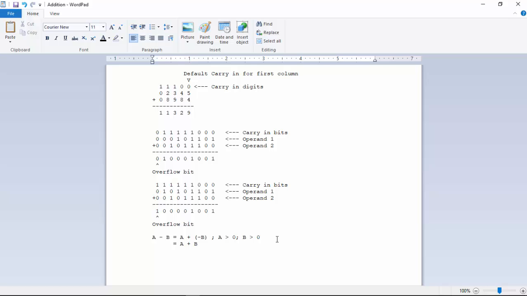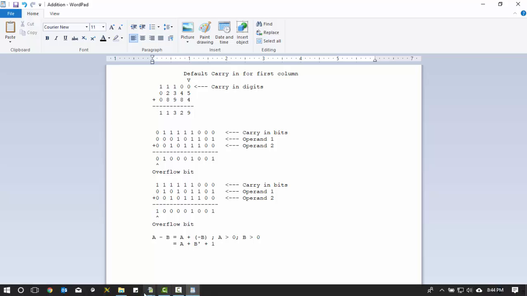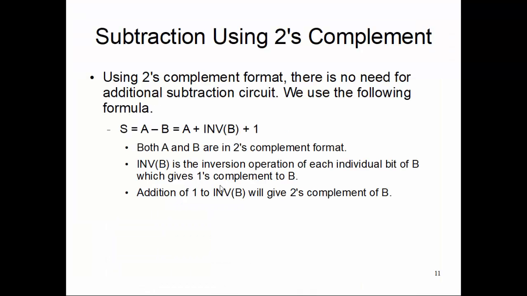Minus B is nothing but logical B invert plus 1. Okay, logical B invert plus 1. So you see, what we are doing here is transforming the A minus B problem into an addition problem, where the assumption is both A and B are in 2's complement format, which is true for any computer in the world today. And then it is an inversion of the individual bits of B, and then addition of one extra, right?